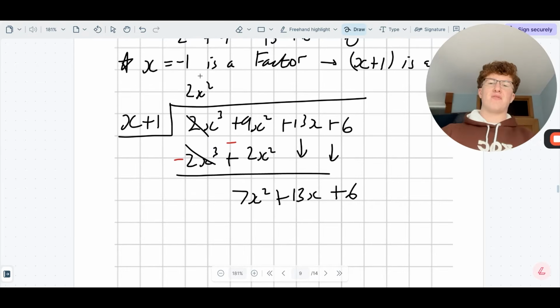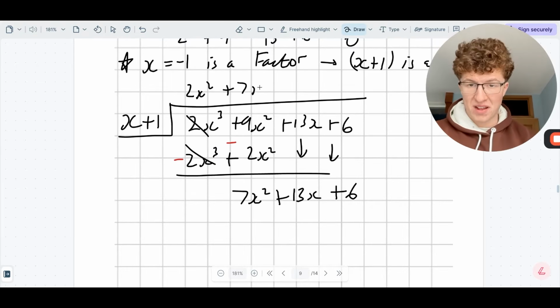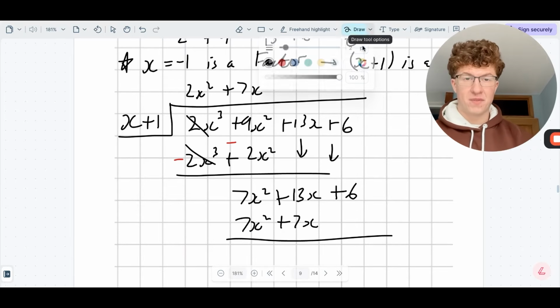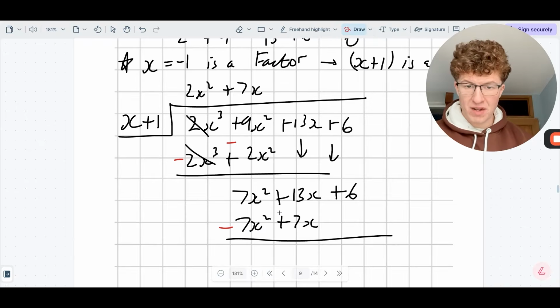Again, 7x squared divided by x. We're just going to get a plus 7x. Multiply down. 7x squared plus 7x. Draw the line. Flip the sign. Minus, minus.